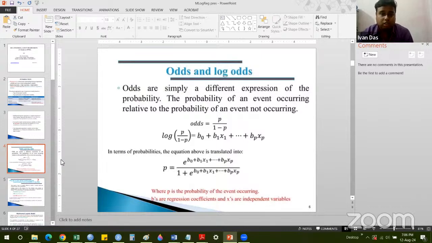The odds and the log odds, regarding this I have talked a little bit. The formulas and all are given over here. I was not using the slide last day, so I could not show you the different equations of the log. I had talked about the odds ratio: the probability of an event occurring relative to the probability of an event not occurring.